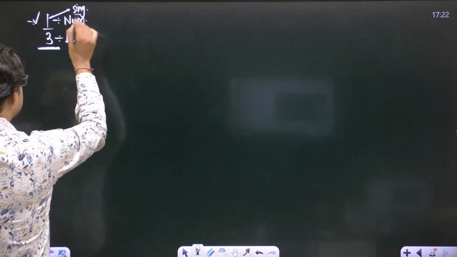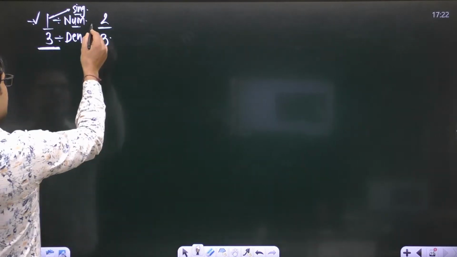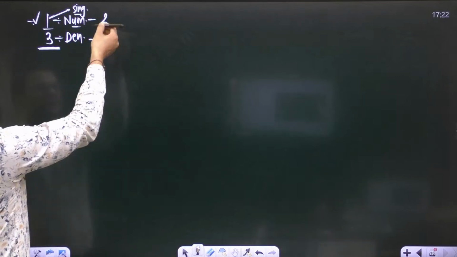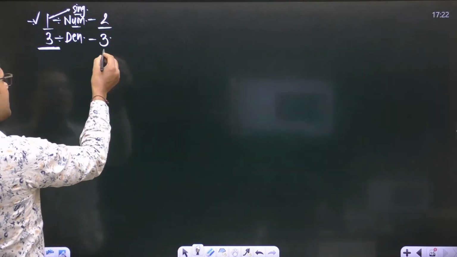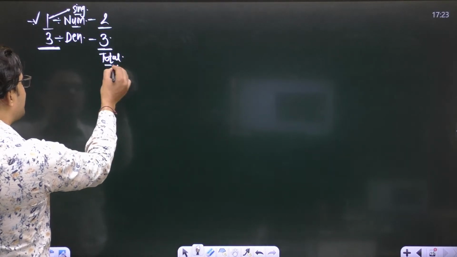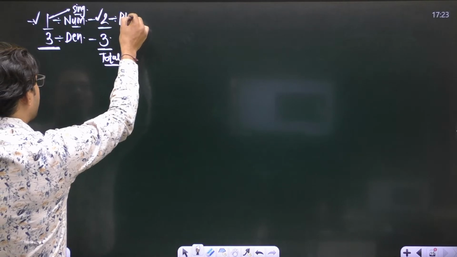But if you talk about 2/3, this 2 is the numerator and this 3 is the denominator, right? And the meaning of this 2/3 is: total parts are 3, and out of 3 you are getting 2. It means you are getting plural.